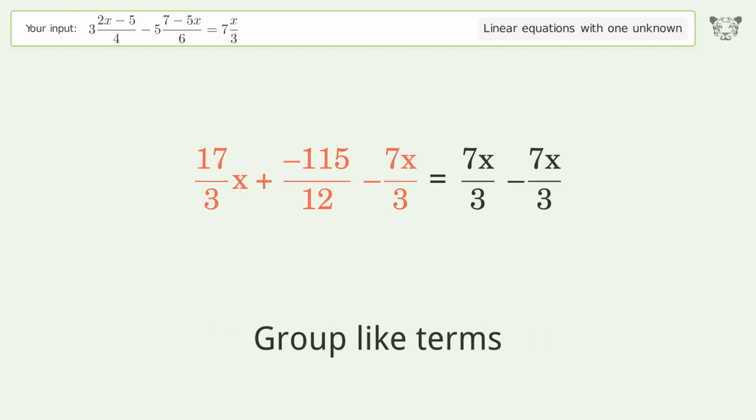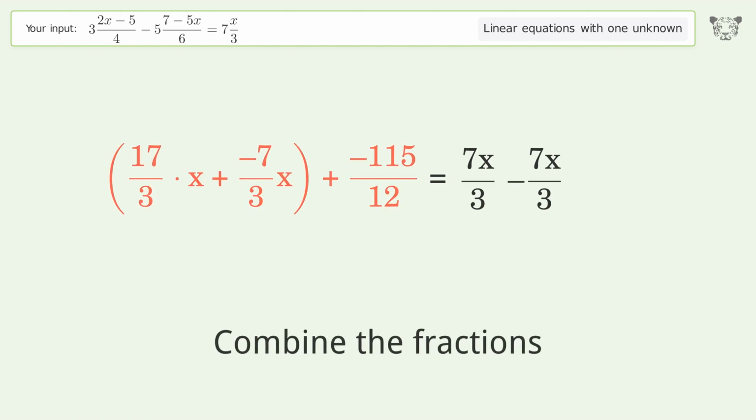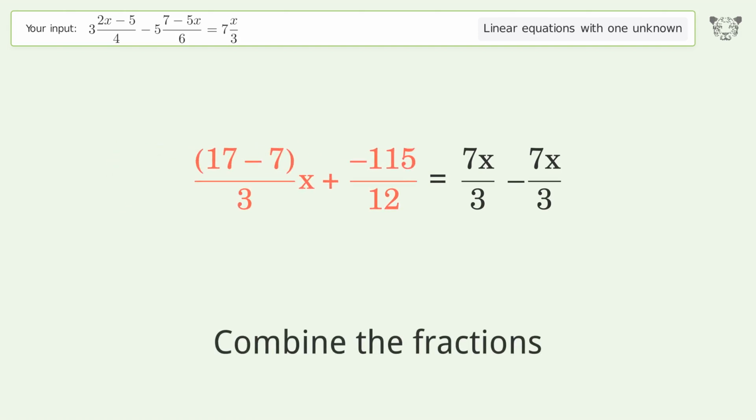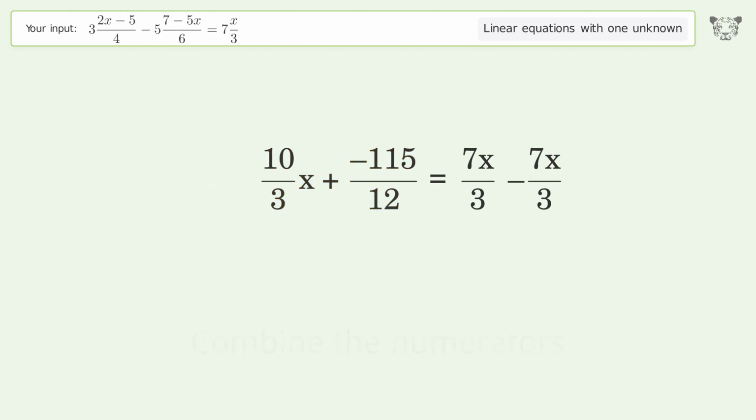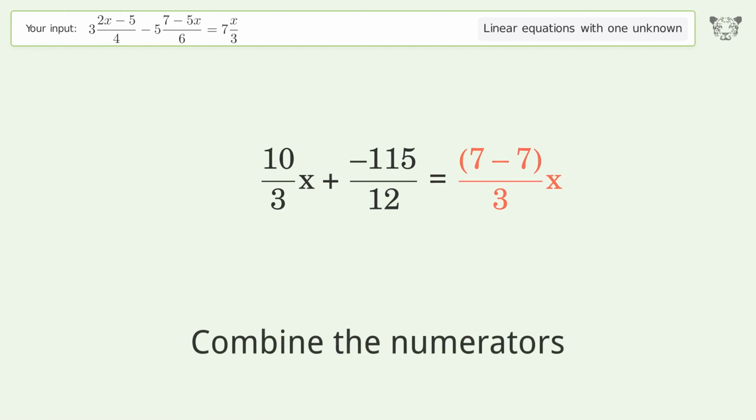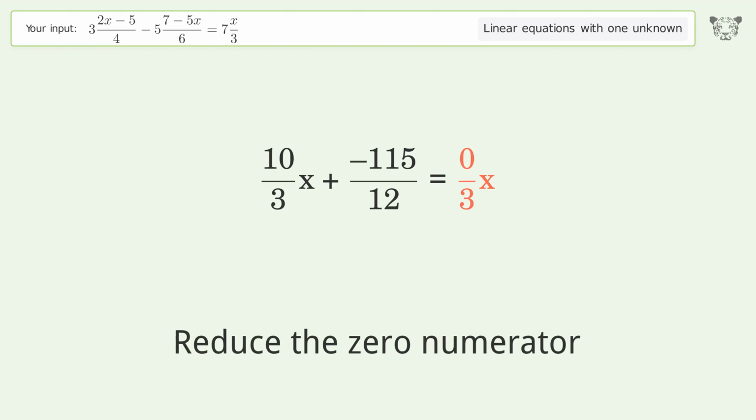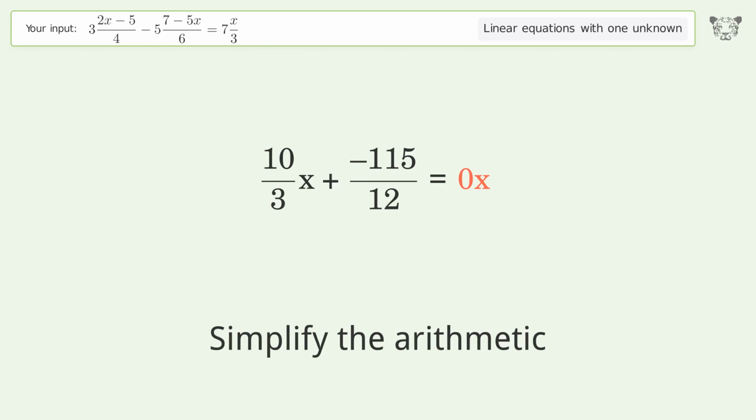Group like terms. Combine the fractions. Combine the numerators. Combine the fractions. Combine the numerators. Reduce the zero numerator. Simplify the arithmetic.